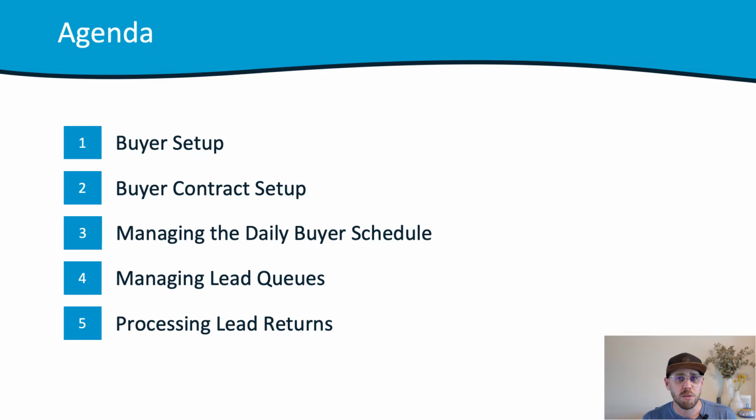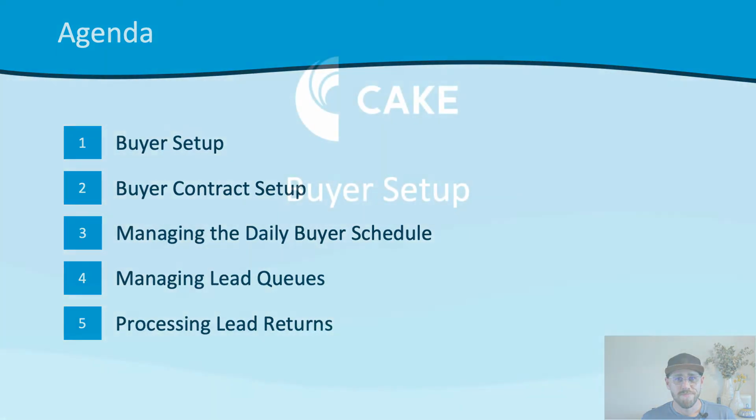So the lead queues are going to be the scrub queue, the review queue, and the actual queue itself. So we'll talk about how you can manage those independently of each other. And then lastly, we will end on how to process a lead return. So there's a few different options for you in regards to how you can allow your buyers to return leads to you if that's part of your workflow. So let's go ahead and jump in. We'll start with the introduction on what a buyer is and how to create a buyer.